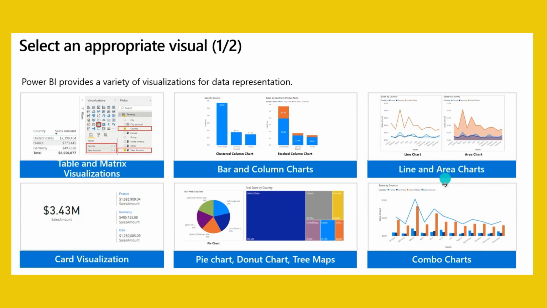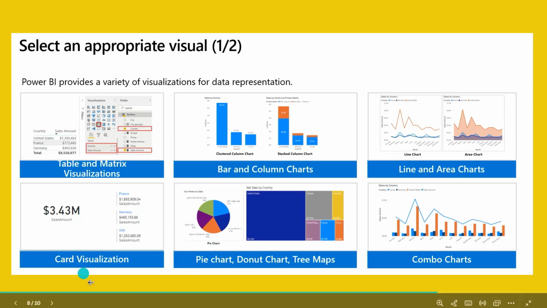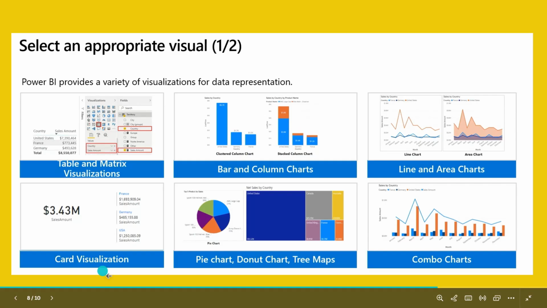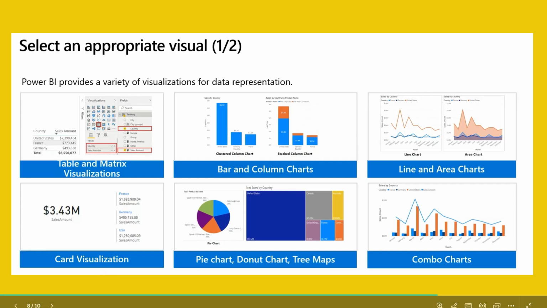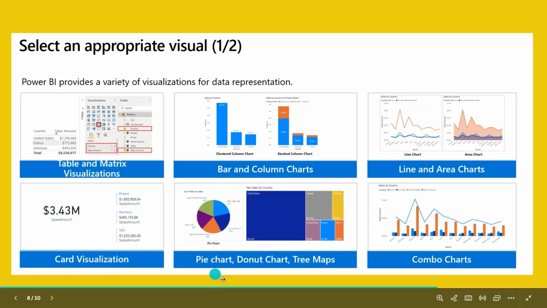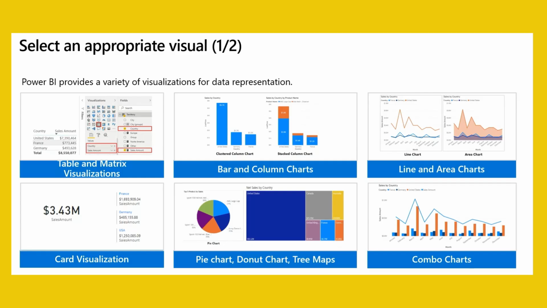These are time series visuals. So the line chart we use whenever the data is continuous. The column chart we use whenever the data has missing periods. Next, the card visualization. Why is a card used? It is used to highlight a single value. Next, pie charts, donut charts, and treemaps. They are all proportional visuals. Proportional visual means they compare the proportions, not the actual values.